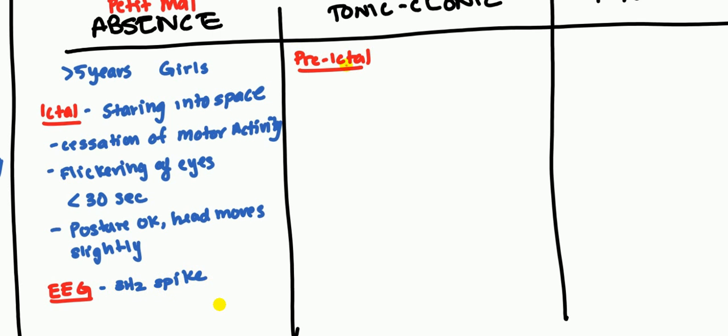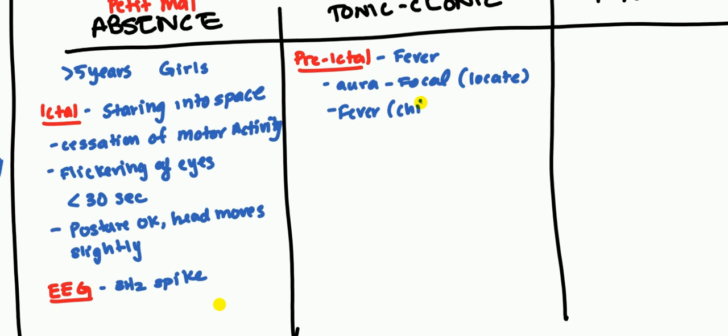So let's talk about Tonic-Clonic or grand mal. Pre-ictally, depending on what the etiology is, they can have different types of symptoms. The first one is they can have a fever. This can be either with febrile convulsion or meningitis. There could be an aura. And this aura is important because it helps understand, especially if it's a focal aura, where the location of the lesion may be. And finally, fever if it's a child.